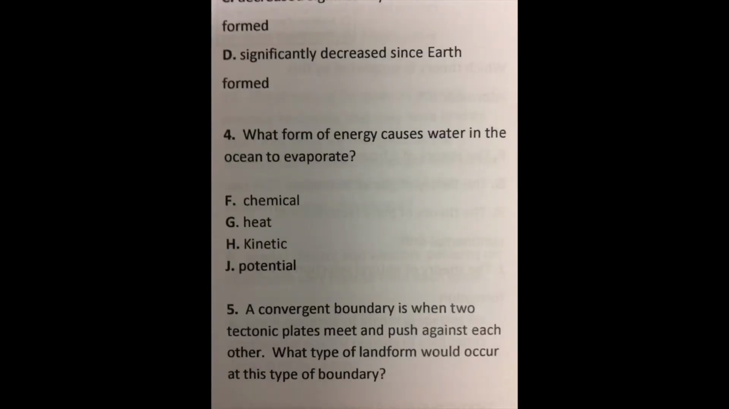Number 4. What form of energy causes water in the ocean to evaporate? F. Chemical, G. Heat, H. Kinetic, or J. Potential. Mark your answer choice.